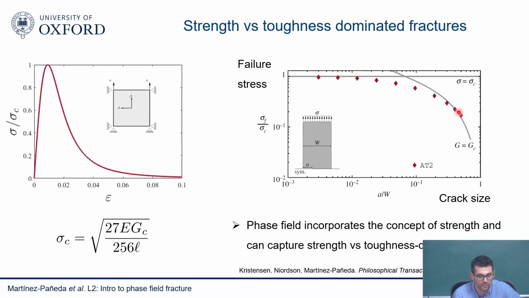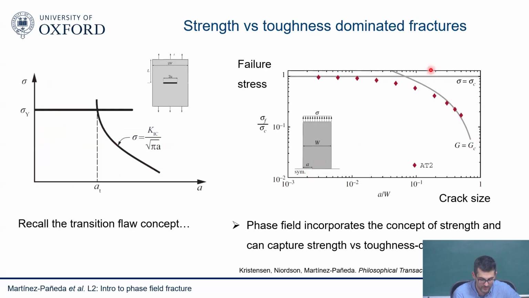So these symbols that you see here are finite element calculations with phase field. This is in this paper. I took a plate with phase field, applied a load, changed my crack size, and basically computed when my crack grew. And you can see that it captures Griffith very nicely. That's expected. The mathematicians told us. We discussed it a few slides before. But you can also smoothly transition towards strength-dominated failures.